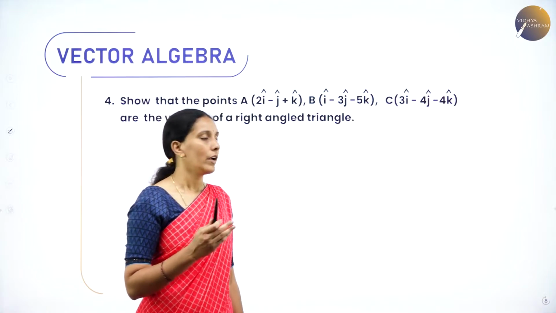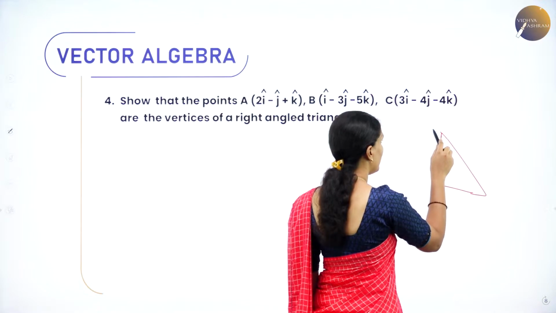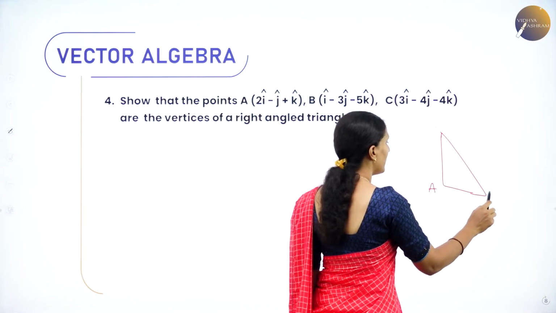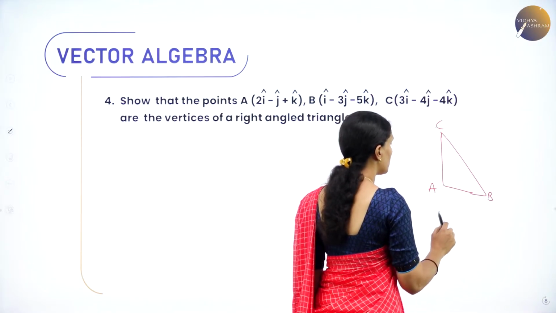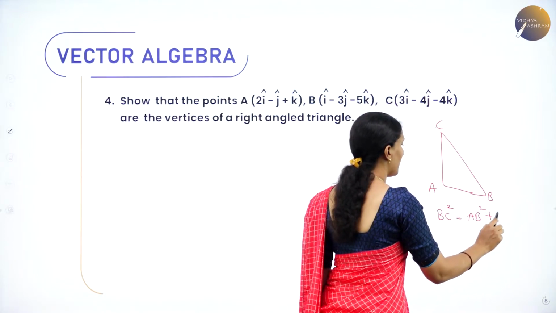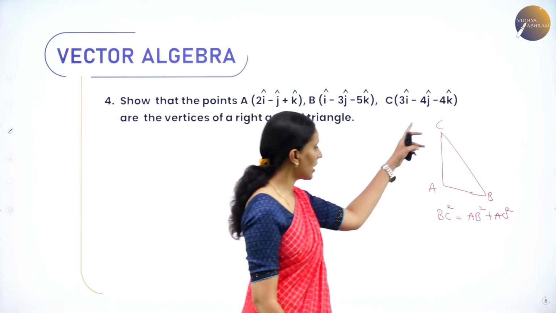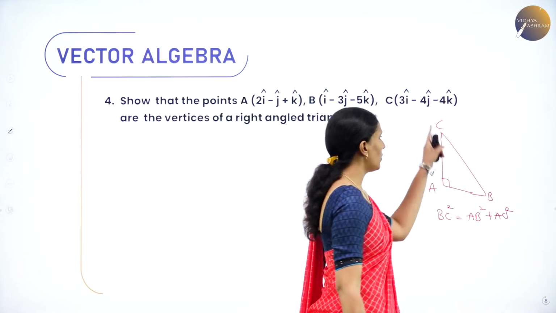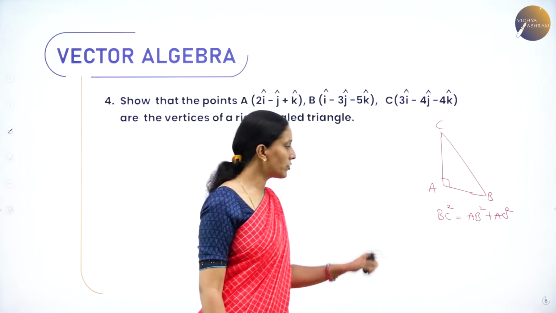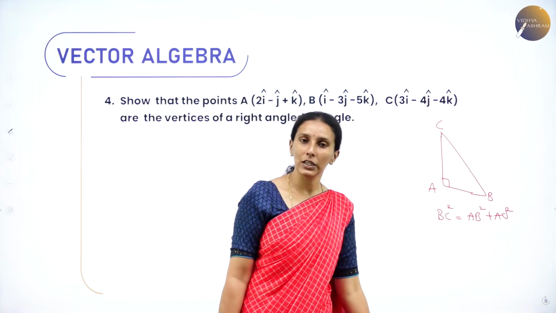That is, if a triangle is of sides ABC, then we should show that BC square is AB square plus AC square. So this is the condition. If a triangle is right angled at A and whose hypotenuse is BC, then we have to show that the square of the hypotenuse is always the sum of the squares of the other two sides.